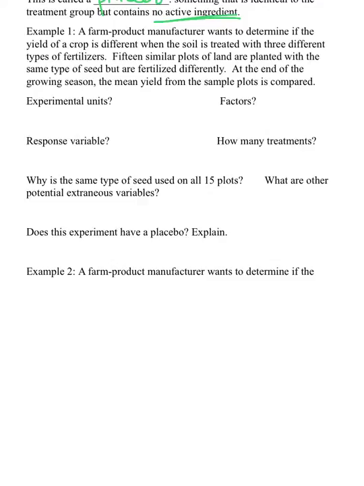So example 1 says, a farm product manufacturer wants to determine if the yield of crop is different when the soil is treated with 3 different types of fertilizers. 15 similar plots of land are planted with the same type of seed, but are fertilized differently. At the end of the growing season, the mean yield from the sample plots is compared. So the first question is, what are the experimental units? So the experimental units are what's being experimented on, and in this case, it would be the plots of land.